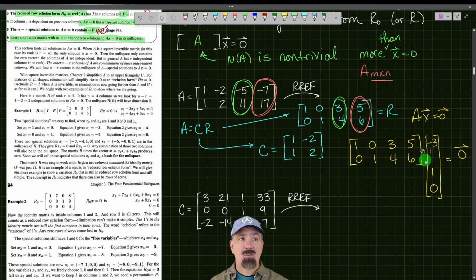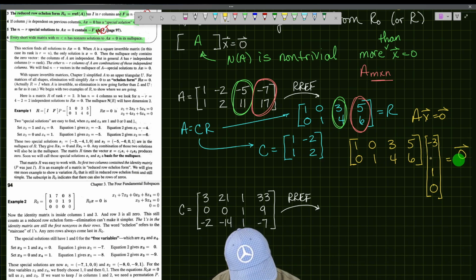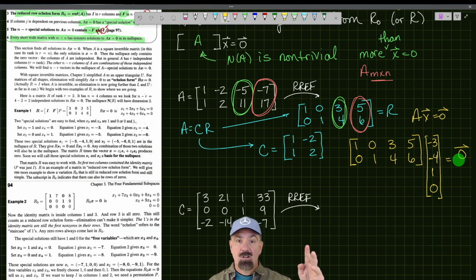Now we need to move to the second row. What do we need to put in this spot in order to have the dot product of x with that second row be equal to 0? And the answer is negative 4. So this vector now is one of the vectors that's in the null space.